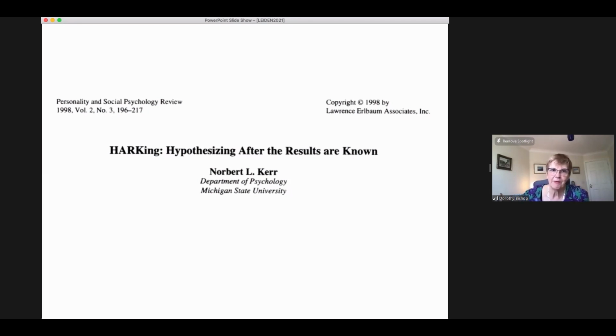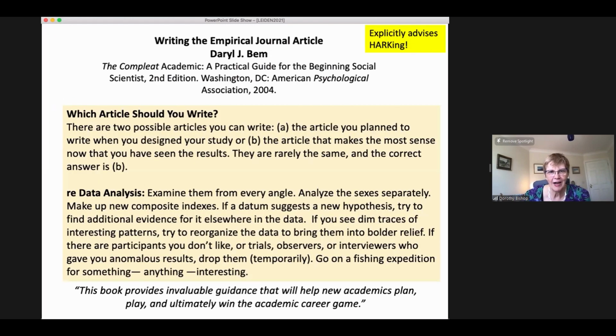I recommend this paper very much. It's a very interesting read, and it's written in this wonderfully discursive style that existed back in the 1990s. But next slide shows you why he was concerned. This was the sort of thing that was going on in our field. Daryl Bem, very, very eminent psychologist, was writing this practical guide. In fact, this is the second edition. In the first edition, he said much the same, and that was what prompted, to some extent, the Kerr paper on Harking, because what Bem was encouraging people to do was to do exactly what you're not supposed to do.